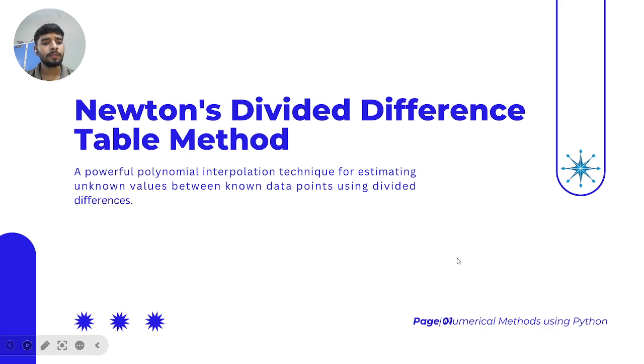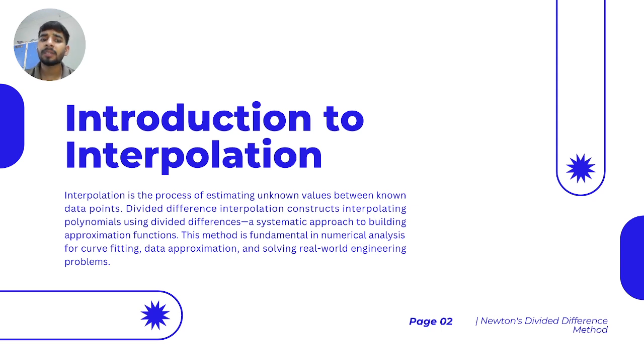Firstly, we will go to the introduction part of this. It's a polynomial interpolation technique for estimation of unknown values between known data points using divided difference tables. Interpolation is the process of estimating unknown values between known data points. Divided difference interpolation constructs interpolating polynomials using divided differences, a systematic approach to building approximation functions. This method is fundamental in system analysis for curve fitting, data approximation, and solving real-world engineering problems.